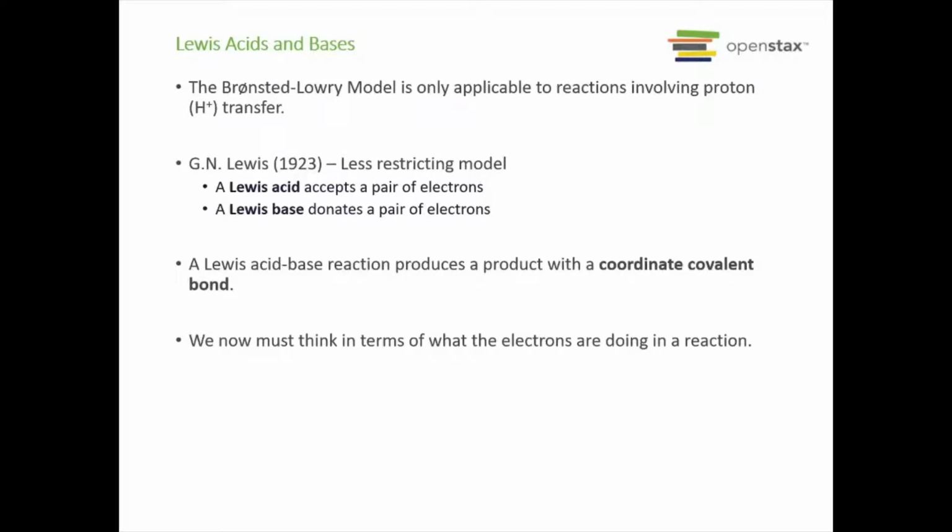So chapter 14 was all about Bronsted-Lowry acids and bases, but in reality, there's a lot more types of acids and bases. It's only applicable to reactions that involve proton transfer, but there's more to it than that. So G.N. Lewis came up with a less restricting model, where a Lewis acid is defined as something that accepts a pair of electrons. So it takes them, whereas a Lewis base donates a pair of electrons. And the Lewis acid-base reaction makes a product that has a coordinate covalent bond.